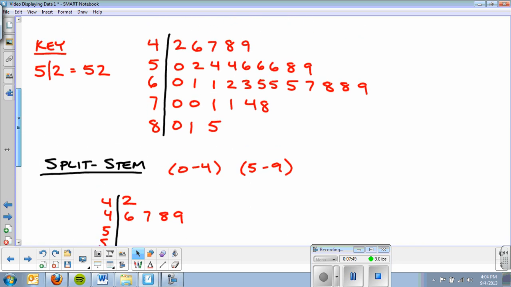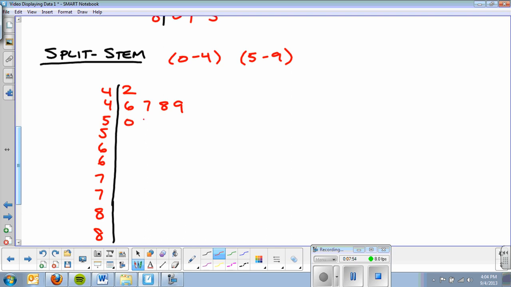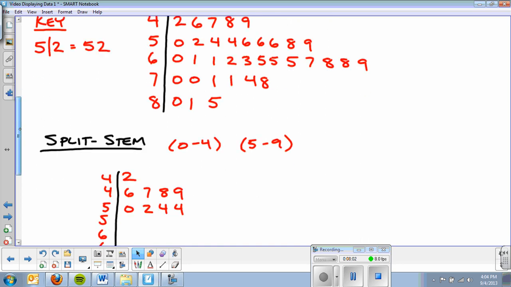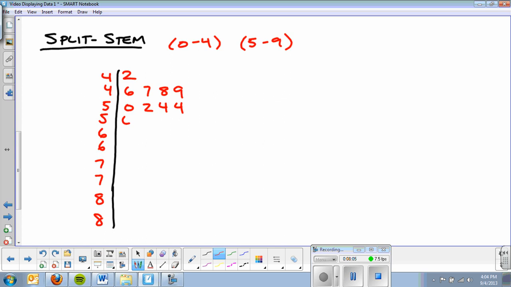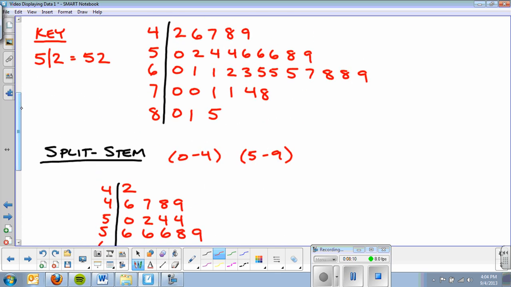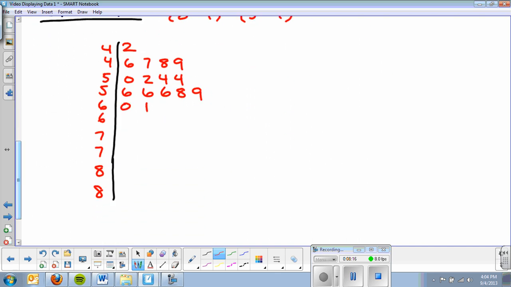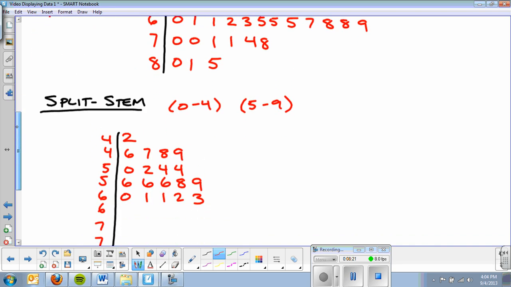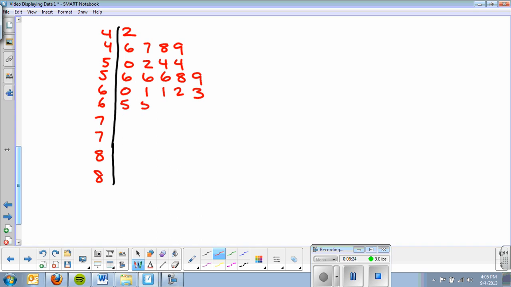The 50s are 0, 2, 4, 4 in the first one, and 6, 6, 6, 8, 9 in the second. The 60s are 0, 1, 1, 2, 3 in the first, and 5, 5, 5, 7, 8, 8, 9 in the second.